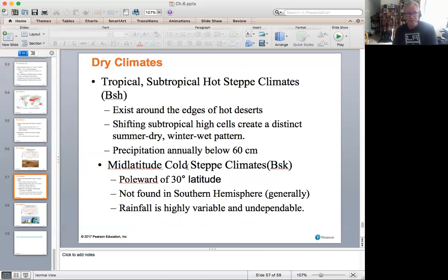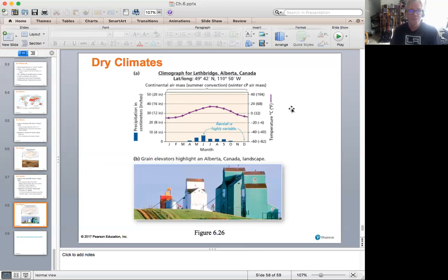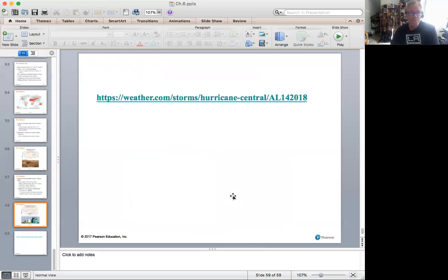And then you get your mid-latitude cold steppe climates, your BSKs. They're poleward of 30 degrees latitude. Don't find them in the southern hemisphere, but you get some rainfall. So this is up in Canada again. So we're a little further north. And again, very, very little rainfall. But notice that the temperatures are still cold. In the winters, you get below freezing. So it's a desert, but it's a cold desert, a steppe one. So you get enough moisture to support these grasses. So you see a lot of wheat growing up here, for example, but not enough for any forests.